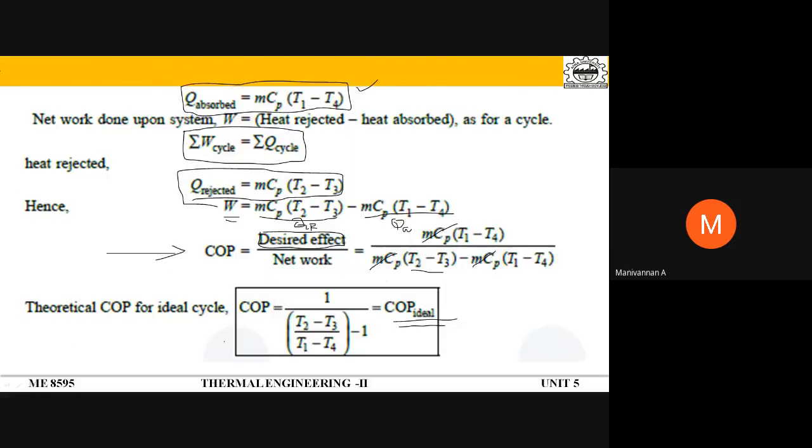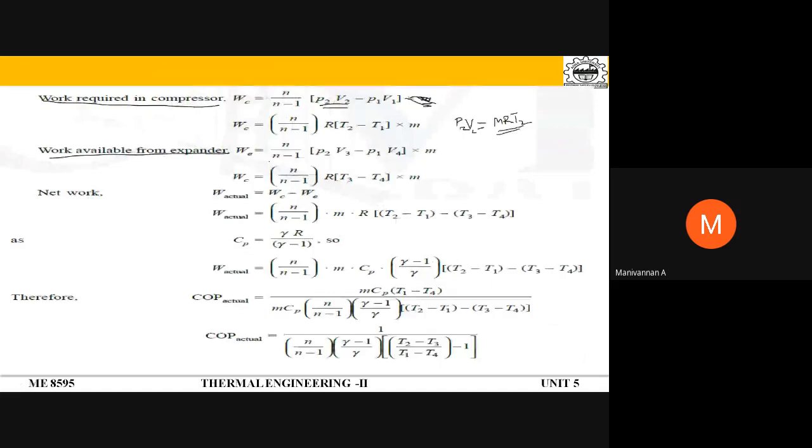So N by N minus 1, instead of P3, we are using P2 itself because P3 is same as P2. So P2 V3, and instead of P4 I can use P1 since P1 is P4. So P4 V4 into M. So this is the work of expansion.